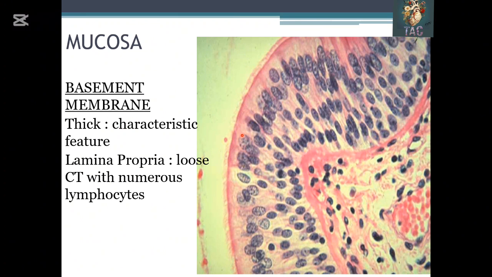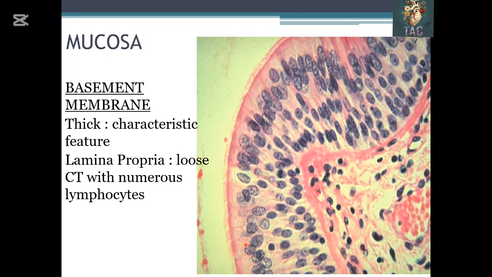So what about the basement membrane? Another important feature is that this is a very thick basement membrane in the trachea. It is the characteristic feature of the tracheal epithelium, and electron microscopy shows that this thickness is not because of the basal lamina, but because of the thickness of the reticular lamina, which is part of the connective tissue. This reticular lamina is unusually thick in the trachea and becomes even thicker in cases of smoking. So in light microscopy it appears as the thick basement membrane.